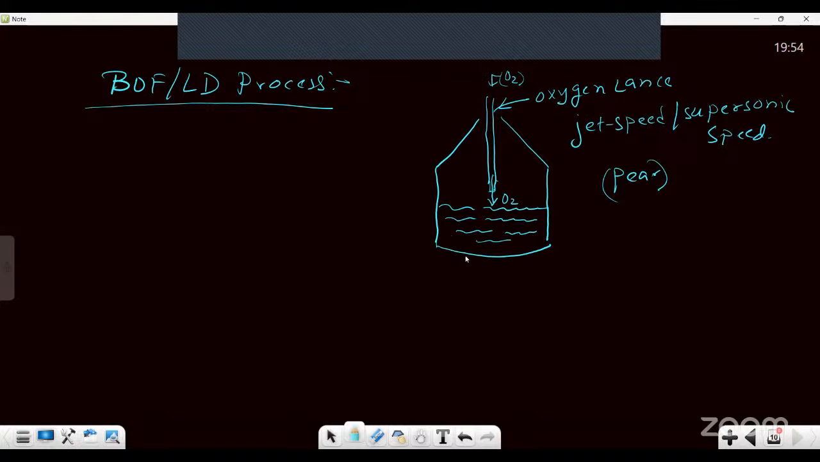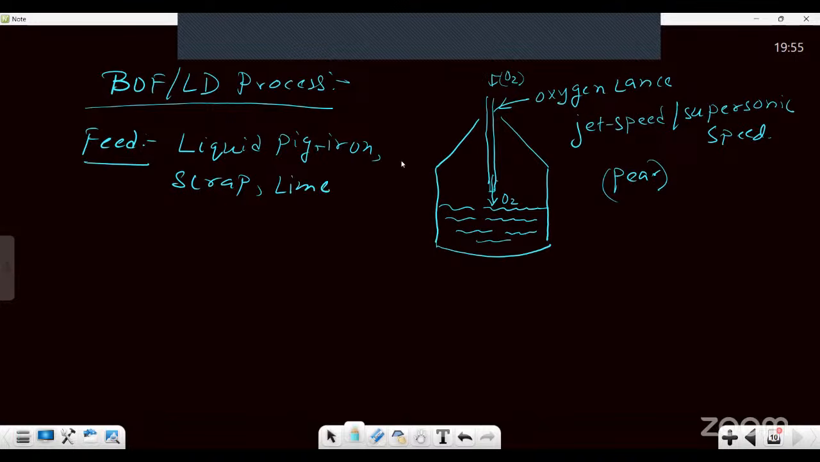Now, this is the main idea of the BOF. Now, what is the feed? What are the things that we are actually charging in the BOF or the LD converter? The feed is our liquid pig iron, scrap. We can also charge scrap, and lime, because this is basically a basic process.